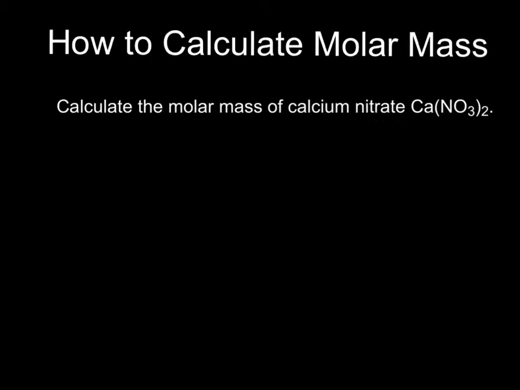Before we can use calculations with the mole, we need to learn how to calculate molar mass. You're going to need your gold sheet with your periodic table on it in order to do this. We need to calculate the molar mass of calcium nitrate. In order to do this, we need to look up the masses of calcium, nitrogen, and oxygen.